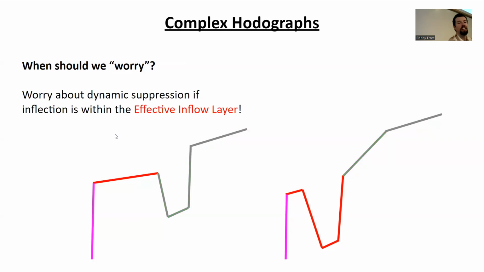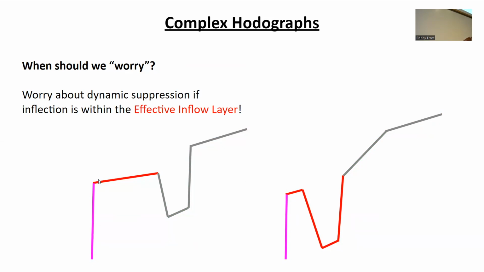Well, to make it easy, we're really only going to worry when this dynamic suppression, or this inflection in the hodograph, is within the effective inflow layer, because the effective inflow layer is where the storm takes in most of its air. So this is kind of going to be our rule of thumb. Usually the effective inflow layer is between 0 and 3 kilometers, so I'm just going to highlight these points here. It's not always going to be within that layer, but I'm going to make this easy by just highlighting these.